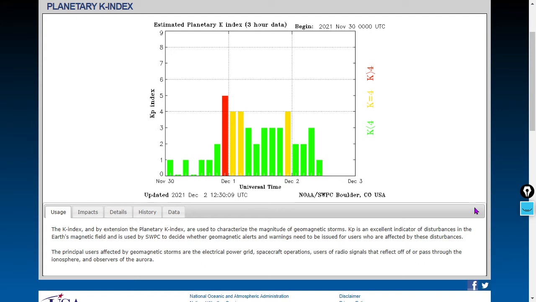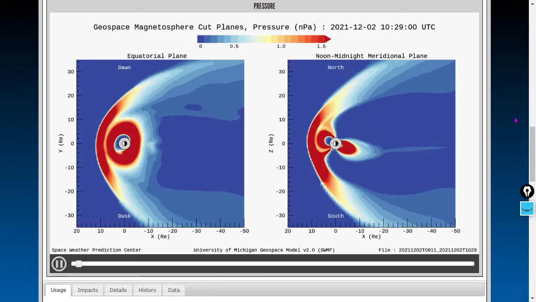The Kp index is a measurement of geomagnetism. And you can see that brief period of geomagnetic storm and a brief period of geomagnetic unrest around the same time of day, late in the day yesterday.